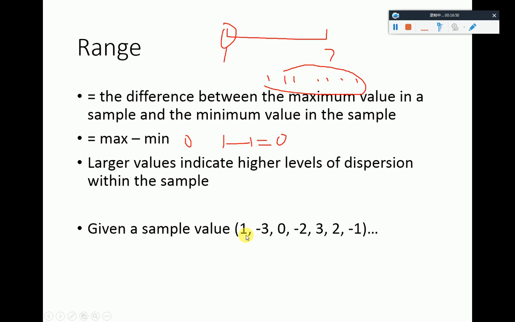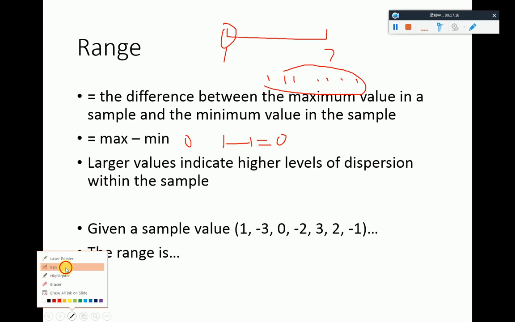All right, so let's see if we really do get this. If now we have sample values 1, -3, 0, -2, 3, 2, -1. Okay? So this is the sample value. Now, what is the range? Find the range for these sample values. Very easily, we should find first of all the maximum, the largest value in the sample. So what is the largest value in the sample? This one, right? So what is the smallest value? It's not 0 because we do have negative numbers, right? So it'll be this one.